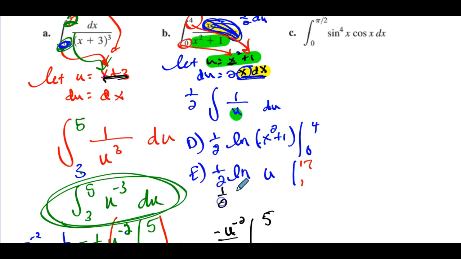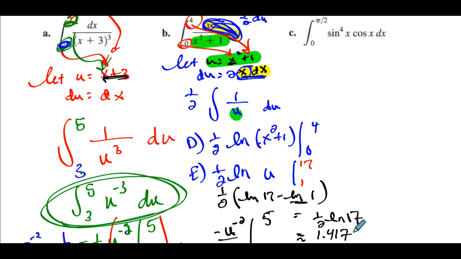So the 1/2 stays out there, and it's the ln of 17 minus the ln of 1. And if you remember, the ln of 1 is 0, and so the final answer is 1/2 the ln of 17. Of course, you could go decimal, unless my math lab says round to the nearest decimal, but I would much prefer the exact answer, 1/2 ln 17.